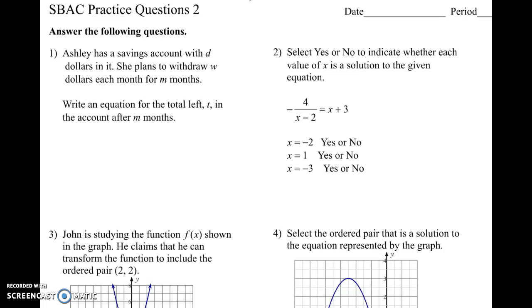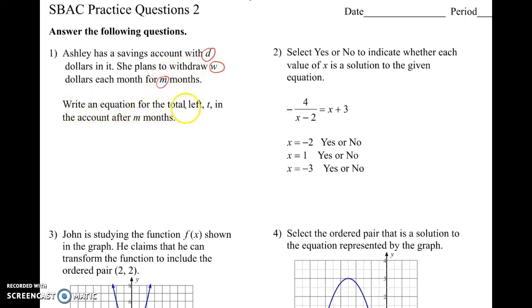Okay, so today we have SBAC Practice questions 2. So this is our second practice. We're going to answer the following questions. So the first one says, Ashley has a savings account with D dollars in it. She plans to withdraw W dollars each month for M months. So I'm going to circle my variables that they want me to use.